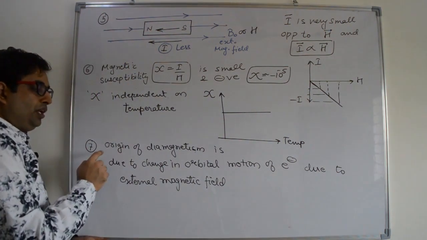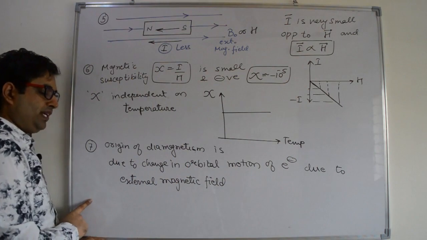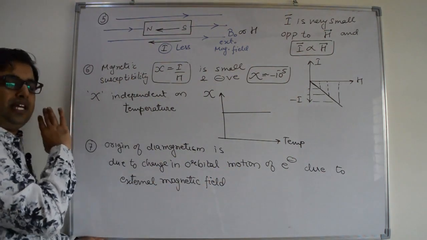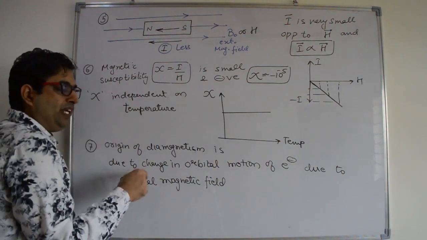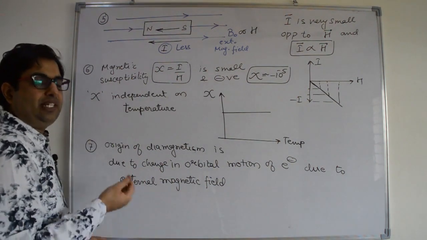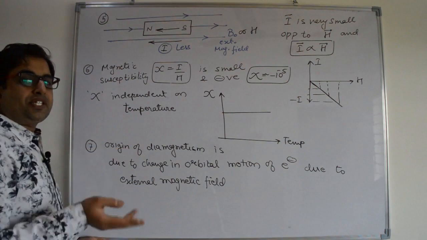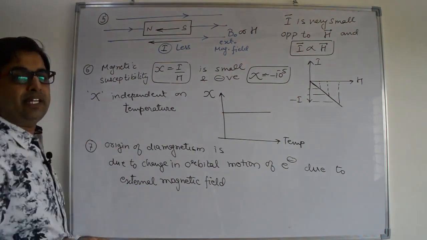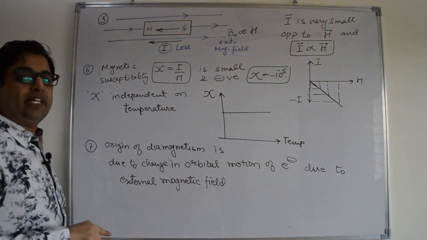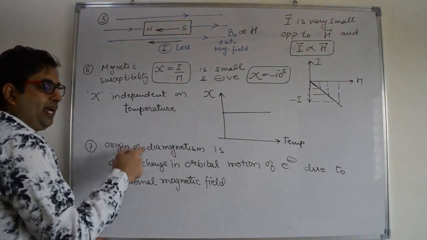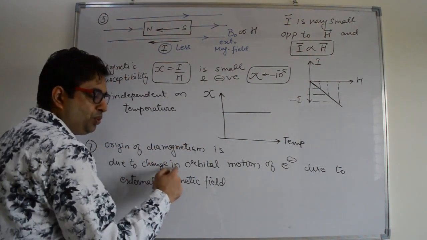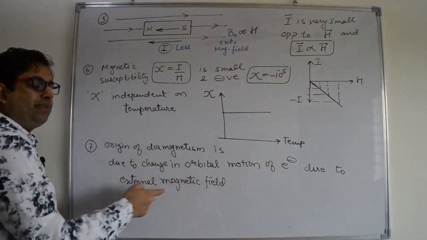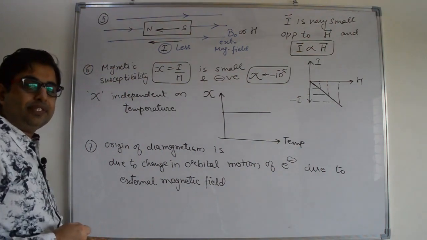Seventh, origin of diamagnetism is due to the change in orbital motion of electrons, already seen in the last point, that when we apply some external magnetic field, then one magnetic moment in the direction of magnetic field decreases and the other magnetic moment opposite to magnetic field increases. So diamagnetism is a property due to change in orbital motion of electrons when we apply some external magnetic field, right?